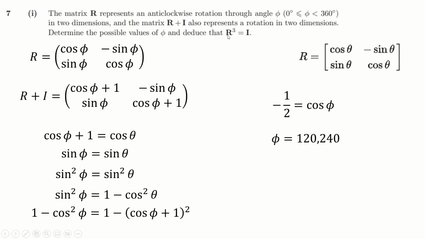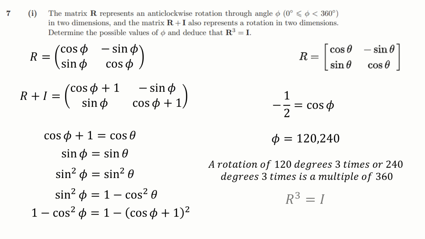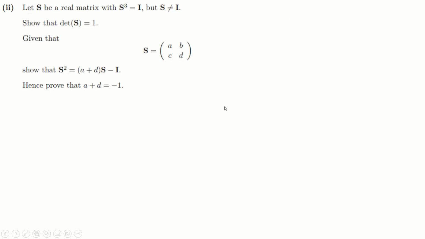Anyway, deduce that R cubed is I. Well, okay, if R is a matrix that rotates 120 degrees, if you do that 3 times, you're going to go back to where you started. And if you rotate 240 degrees 3 times, 240, 480, 720, you're back where you started, because that's 2 lots of 360. So just something like that, I think, will be enough to say it.